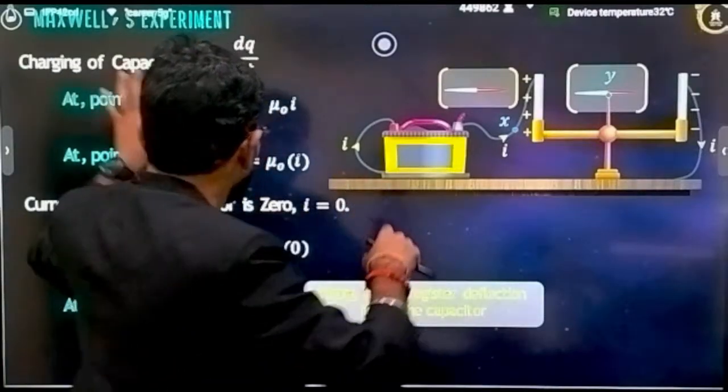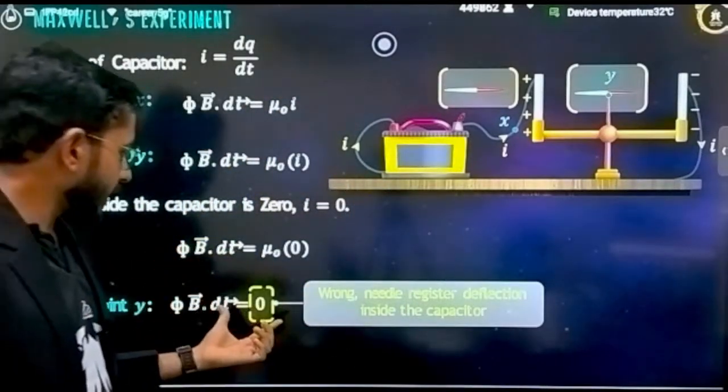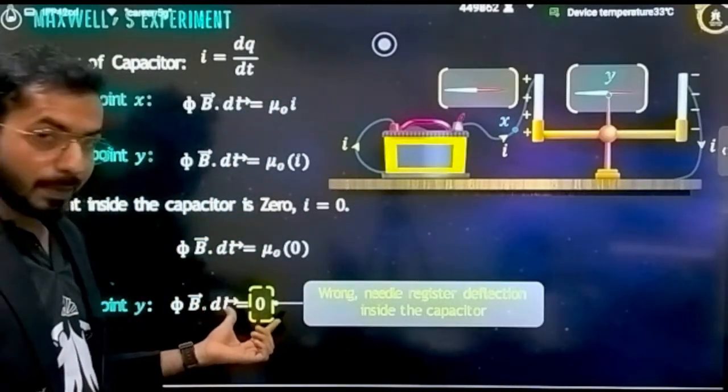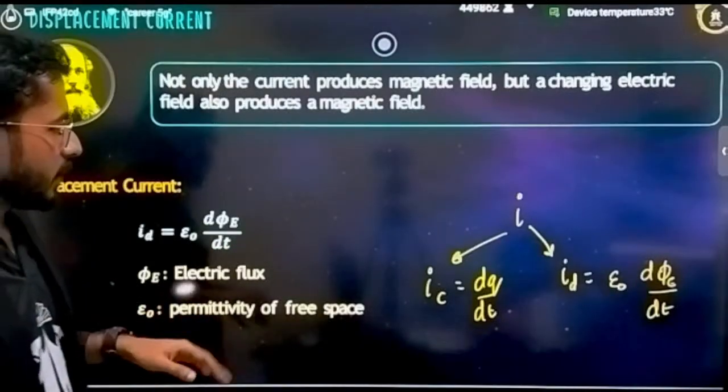So this was the conventional Ampere's law, and I've told you the net magnetic field that should be coming should be equal to 0, but it was not coming.